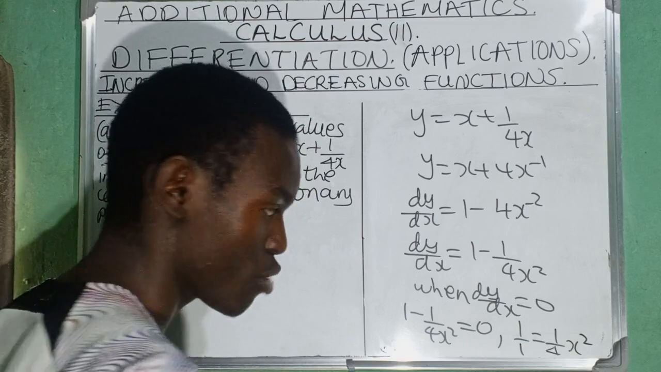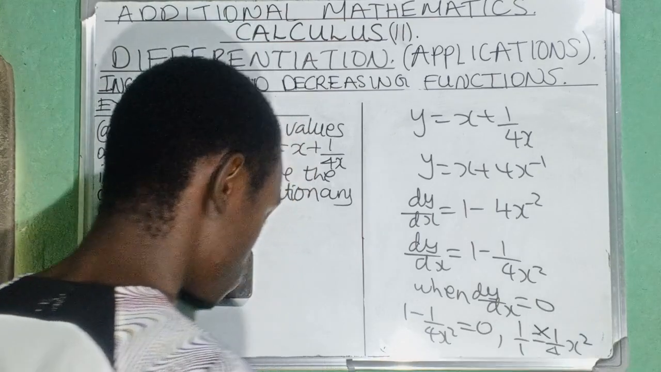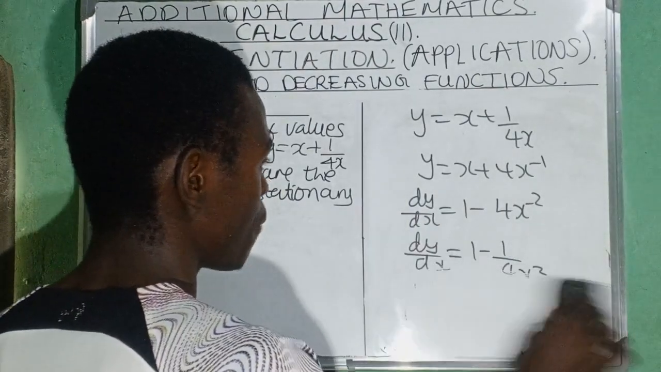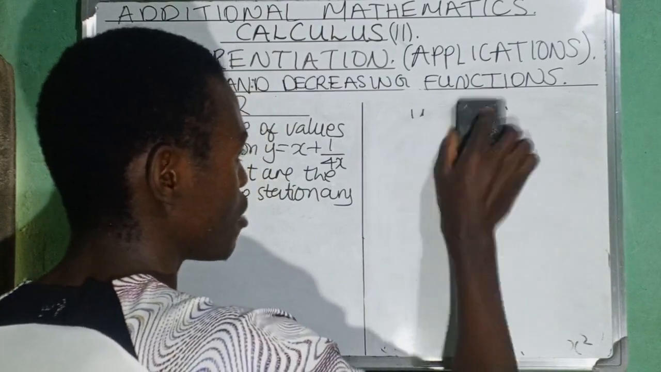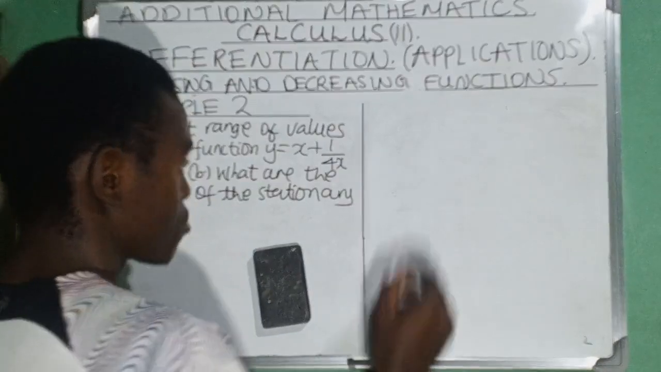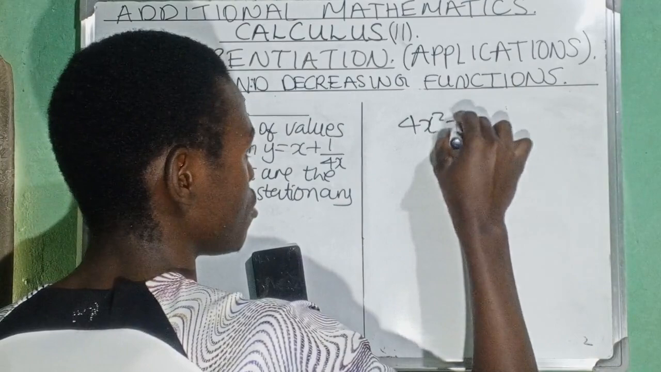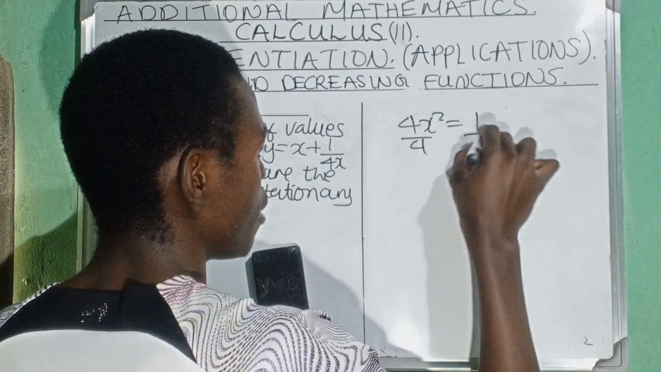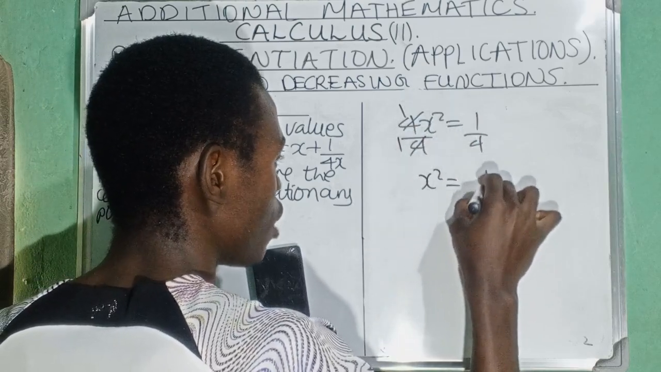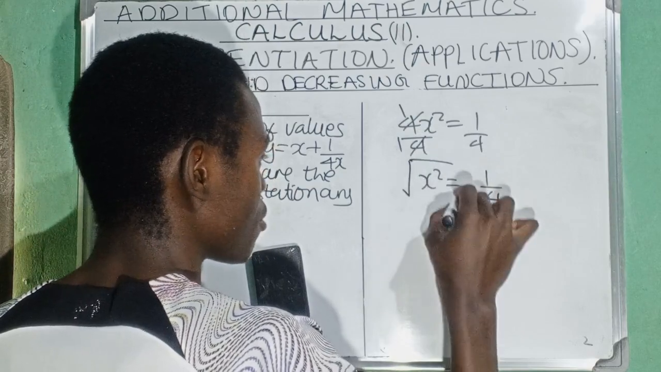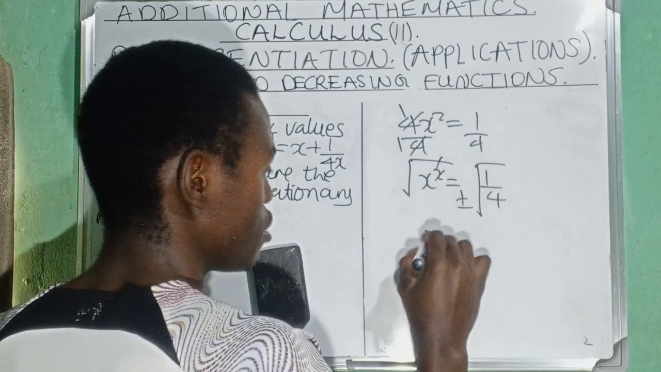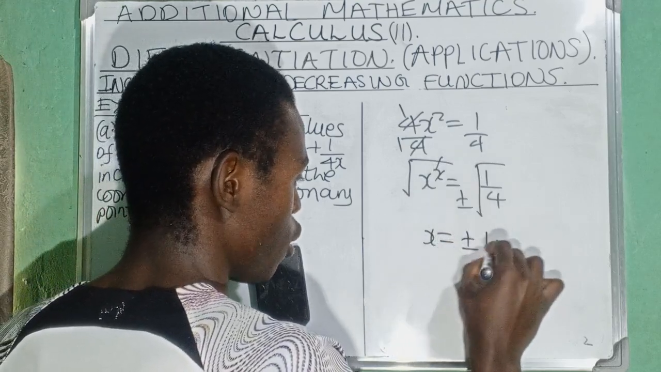So I've taken 1 over 4x squared to the other side of the equation, then we cross multiply. It will be 4x squared is equal to 1. We divide by 4 on both sides, 4 can go into itself 1, so x squared is equal to 1 over 4. We apply the square root, plus or minus, on both sides, the square and the square root cancel out, x is equal to plus or minus 1 over 2.